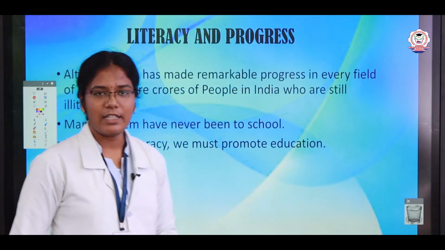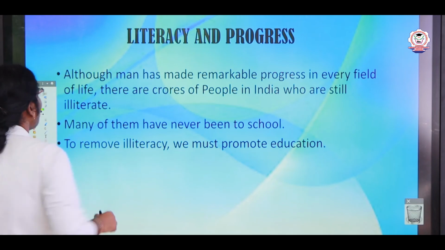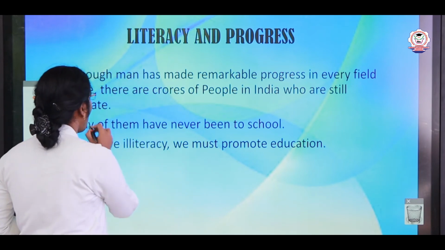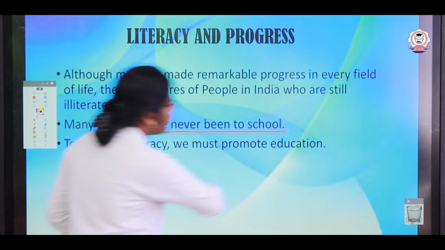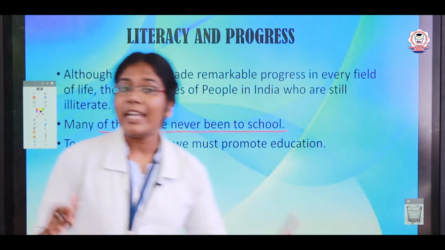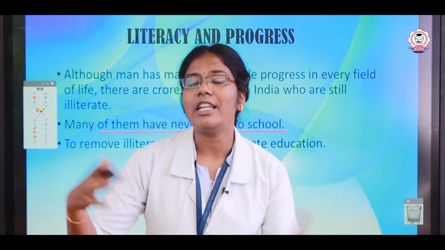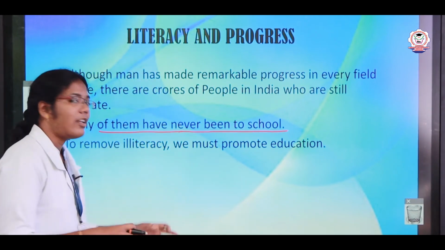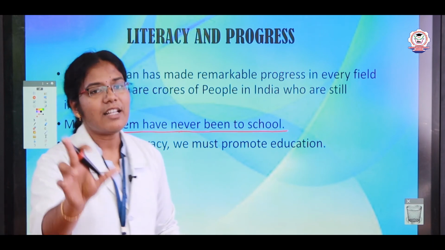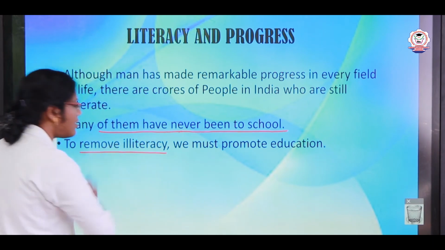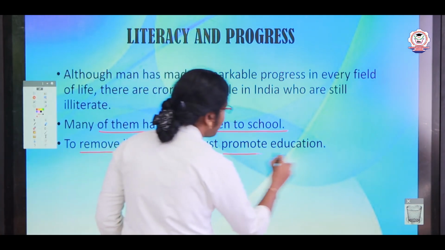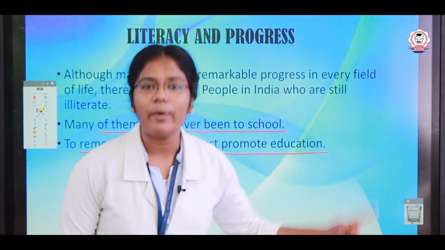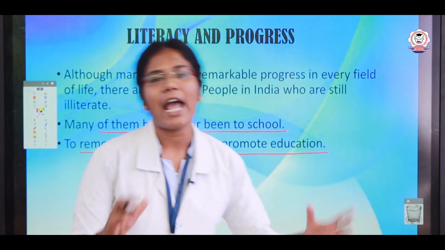The last topic in this lesson is literacy and progress. Although progress has been made, some children have never been to school. If this situation continues, it leads to superstition as well as backwardness of our country. We need to avoid that. There is only one way: to remove illiteracy, we must promote education. This is the only way to remove illiteracy, backwardness and superstition.